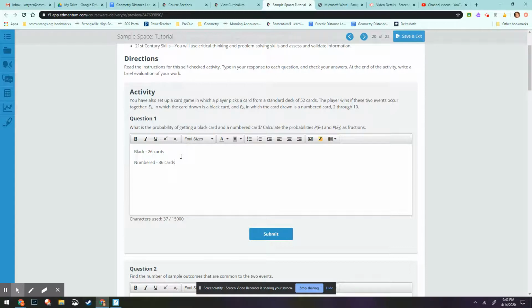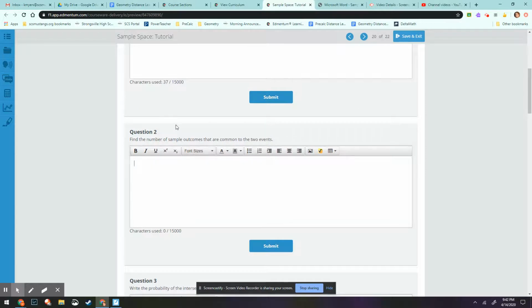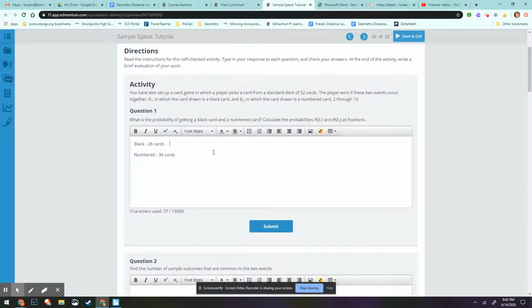Now, I cannot just add those up. Well, it said they want us to find the probability of each separately, sorry. So let's go back. The probability of black would be 26 over 52, which is 1/2. And the probability of numbered would be 36 over 52, which is 9 out of 13.